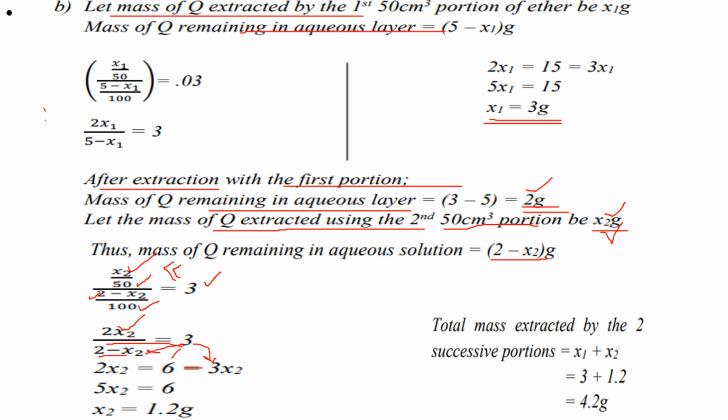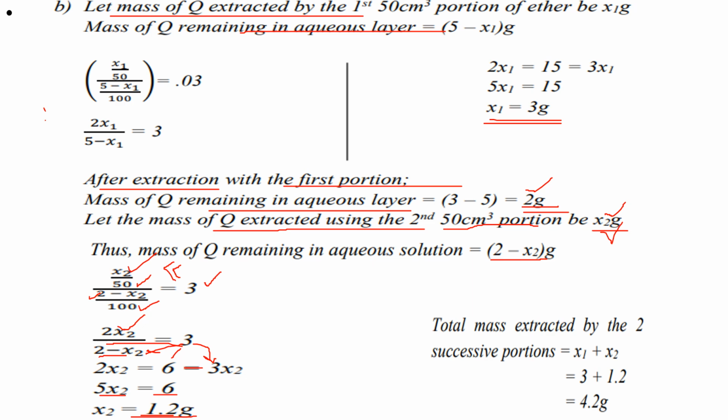And then if you correct subjects, you take this negative 3 to the other side, it's going to be plus, and you have 5x2, which will be equal to 6. Now if you divide through, the second mass that you are going to extract is going to be 1.2 grams of Q. So that means that in the first portion, remember in section A, we got around 3.7.